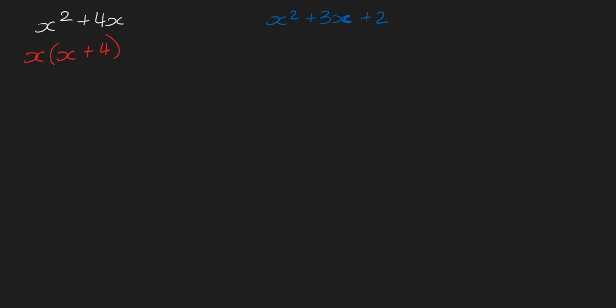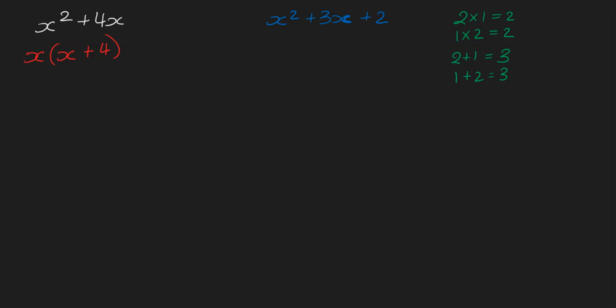Let's look at all the numbers that multiply, the factors of 2. Well, we've got 2 times 1, or 1 times 2. These are the factors of 2. We know 2 times 1 equals 2, and 1 times 2 also equals 2. And 2 plus 1 equals 3, and 1 plus 2 also equals 3. So both of these work for our particular function.